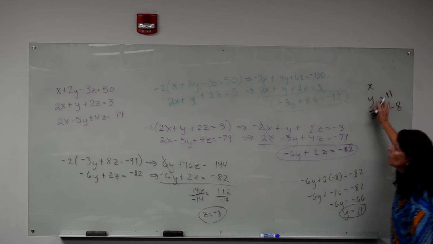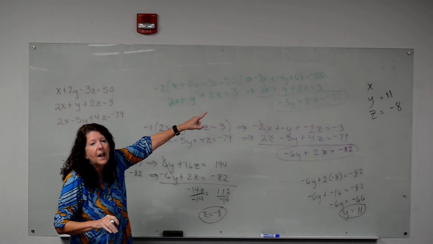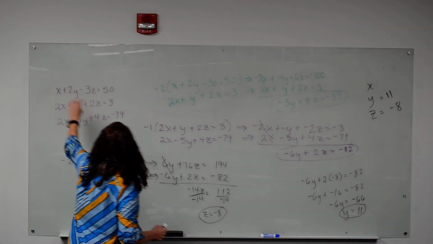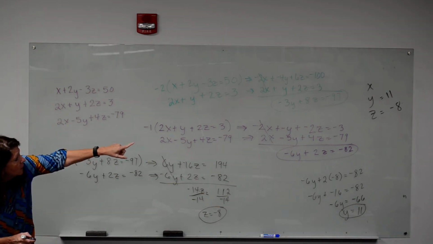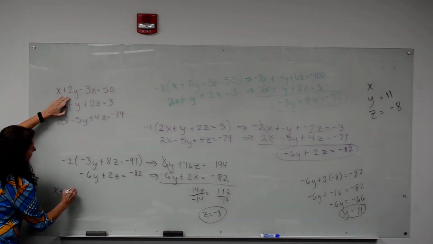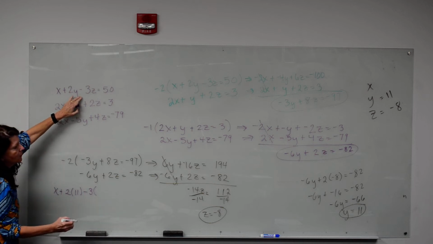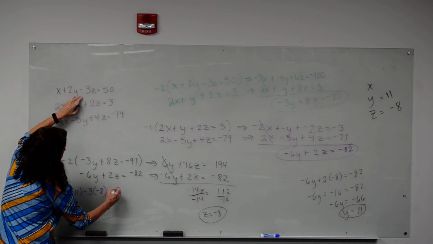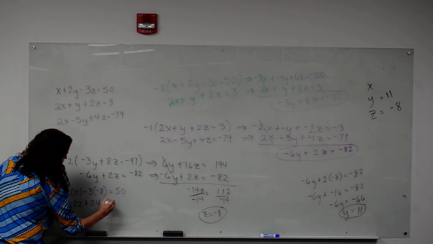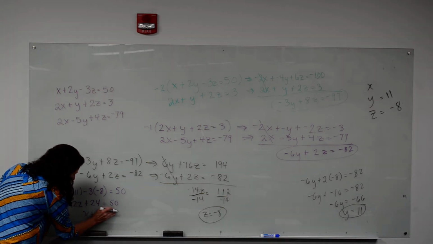Now I've got z and y. I can go back to any one of these original equations, plug in the two values I know, and find the x value. I can plug in any of these three because I've got the y and I've got the z. So let's do the first one. I've got x plus 2 times y, which is 11, minus 3 times z, which is negative 8, equals 50. So I've got x plus 22 plus 24 equals 50. X plus 46 equals 50.